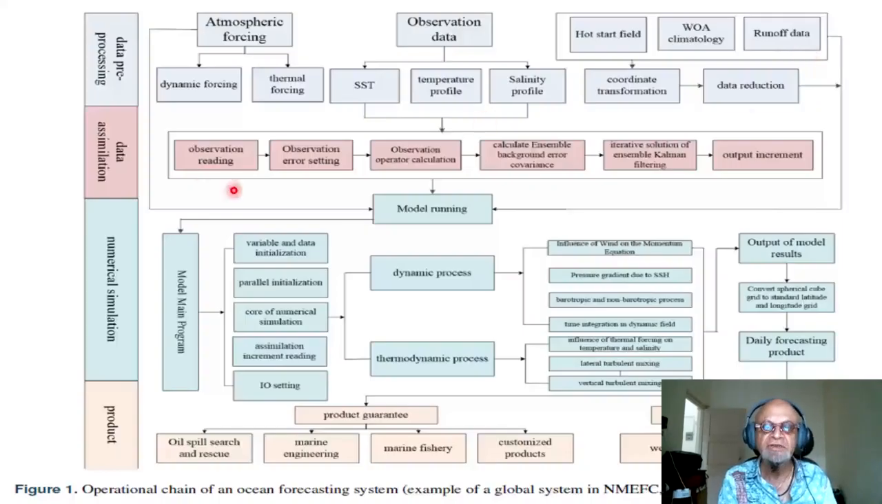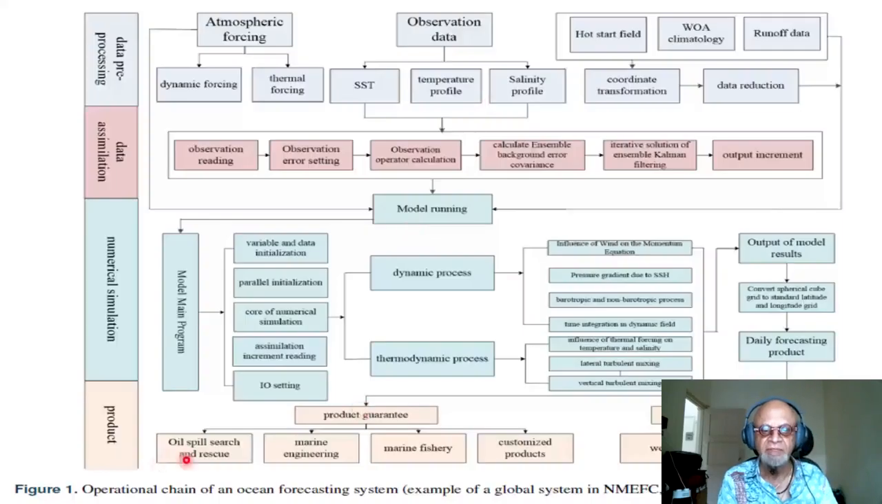And then it goes into observation reading, error setting, operator calculation, ensemble background error covariance, which is related to data assimilation, iterative solution of ensemble Kalman filtering, which is a data assimilation method that we didn't get into the details of, incremental output to the next step, and the model keeps running, and there is the constant iteration between the model and the data in terms of data assimilation, validation, calibration.